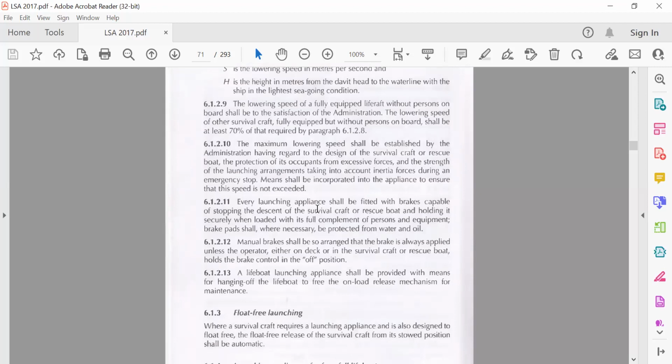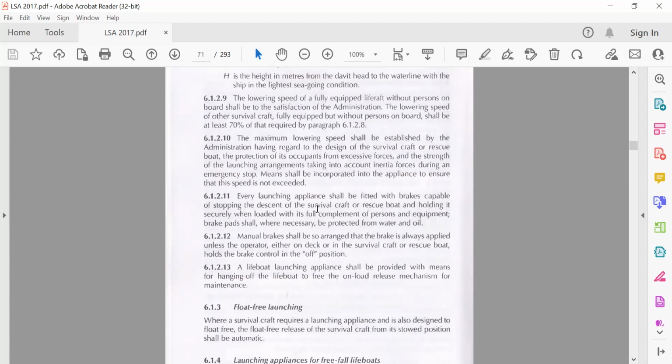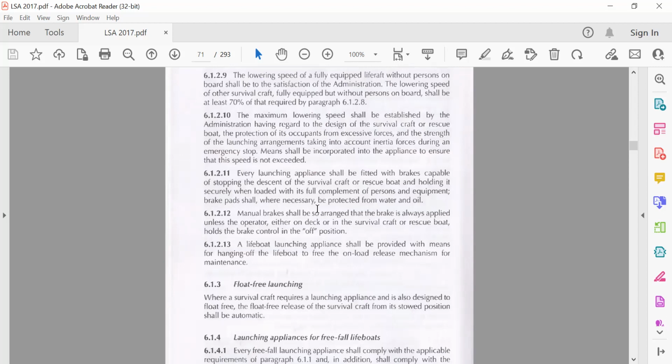So that being said, I'll go down and let's touch a little bit on 6.1.2.11. Every launching appliance shall be fitted with brakes capable of stopping the descent of the survival craft or rescue boat and holding it securely when loaded with its full complement of persons and equipment.